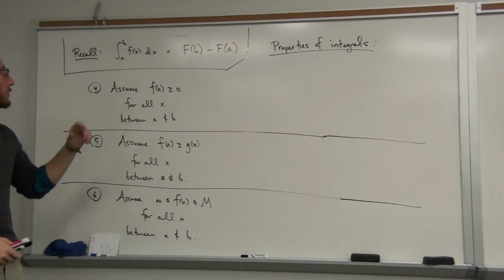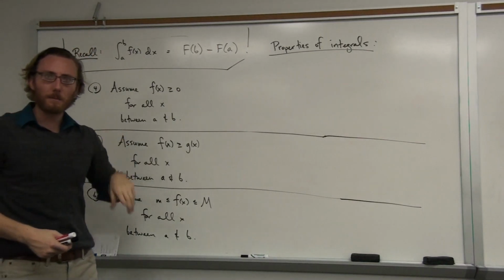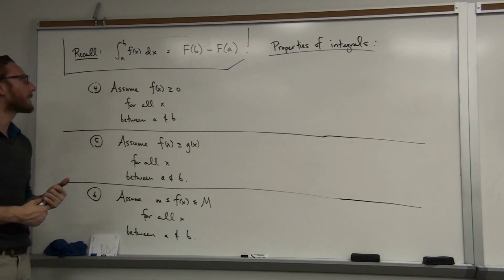The only property that showed up that didn't relate to the geometry was whenever you happen to have the bounds in opposite order, in which case the integral value came out oppositely. But okay, so let's check this out. So what do we have here?